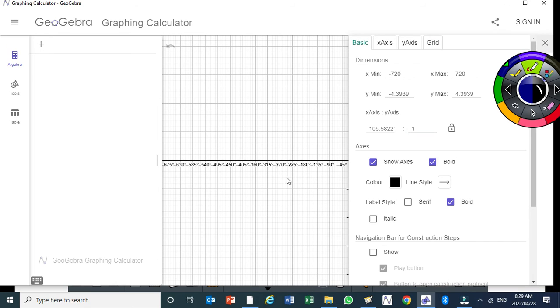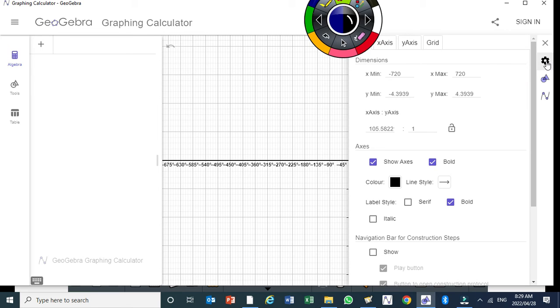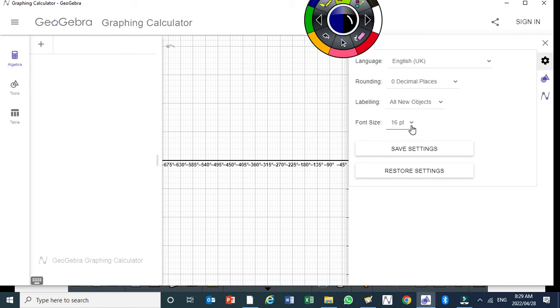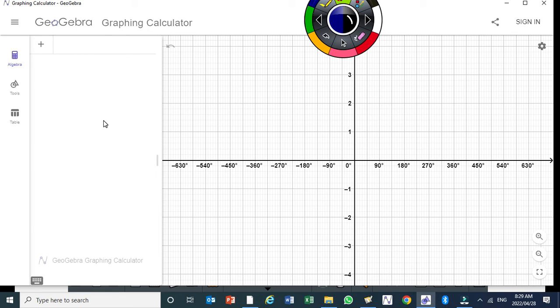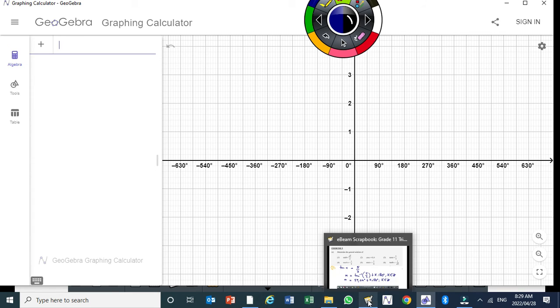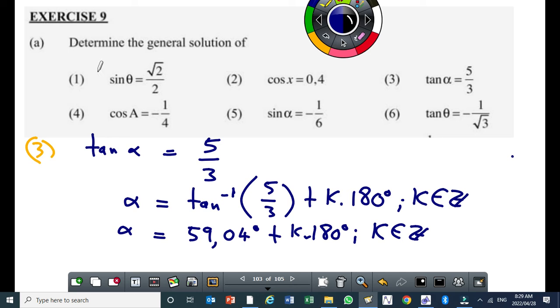Okay, so I've got my degrees there. Then the next thing, I think I can just increase the font so that those who might have challenges can see. Okay, I've increased the font. Then let me put my equation. Let me just put the sine one. Square root of 2 over 2. If you convert this to a decimal, what answer do you get? Square root of 2 over 2.